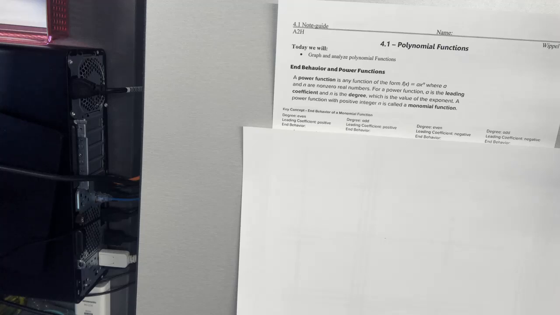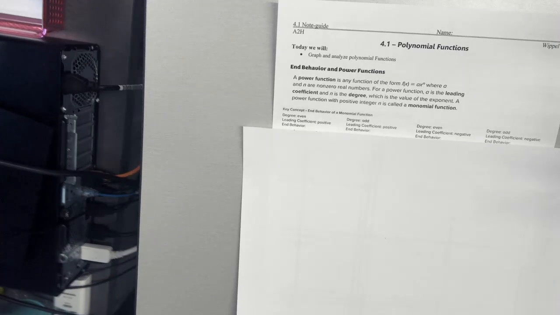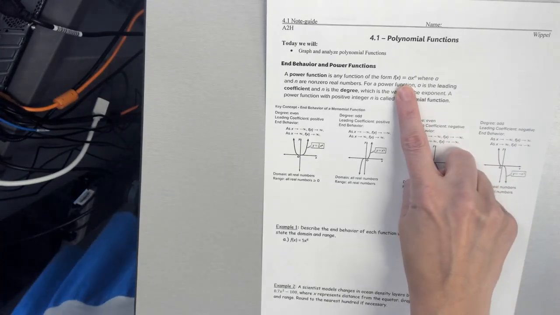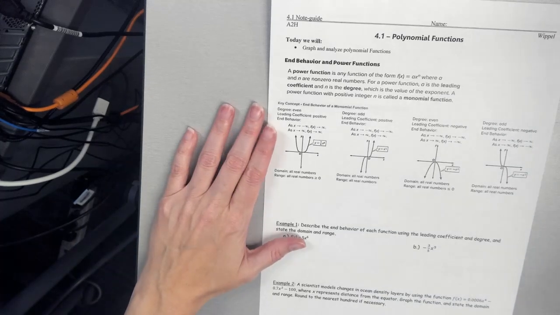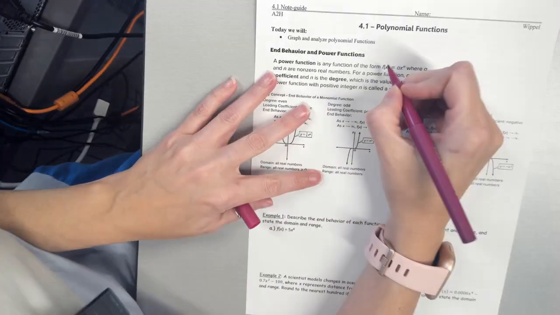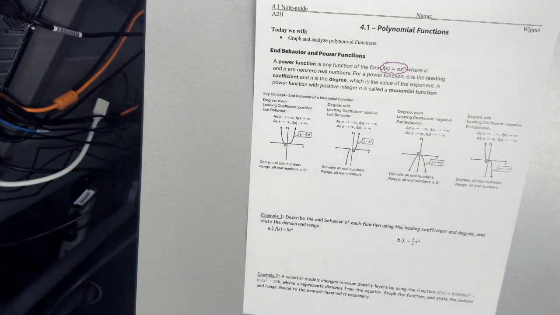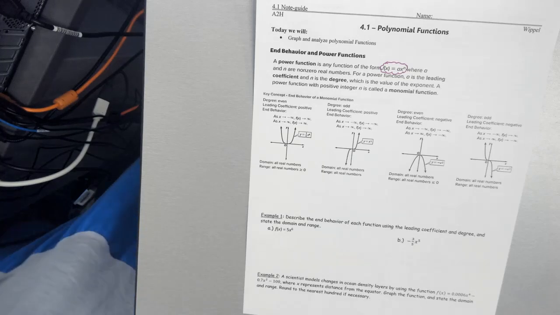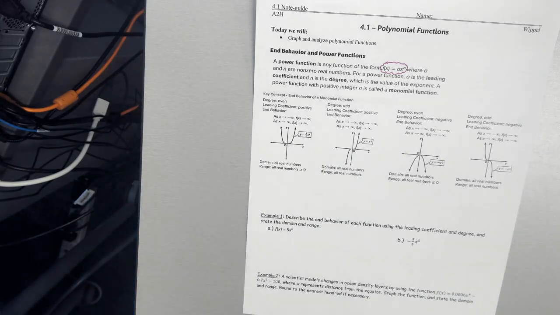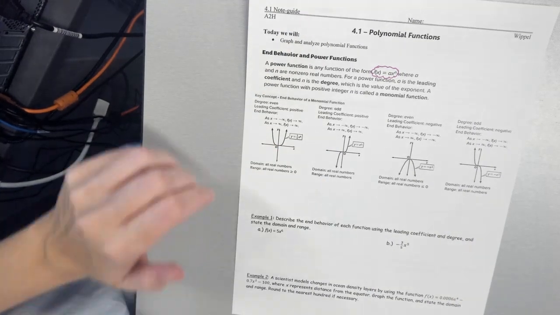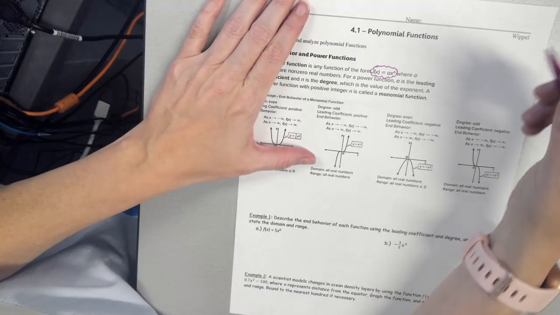Today we're going to learn about something called end behavior. A power function is a normal polynomial function, so that's going to be easily defined. So you have f of x equals ax to the nth power. Okay, so this is a power function. It says where a and n are non-zero real numbers. Okay, and for a power function, a is the leading coefficient, n is the degree.